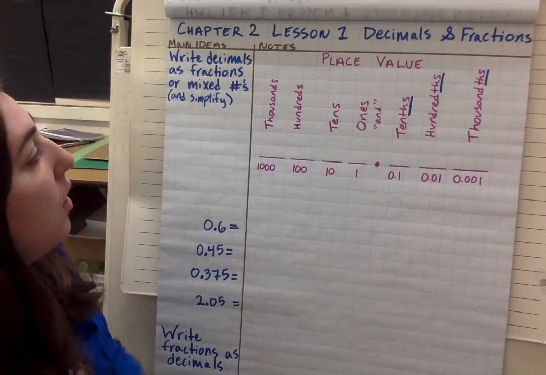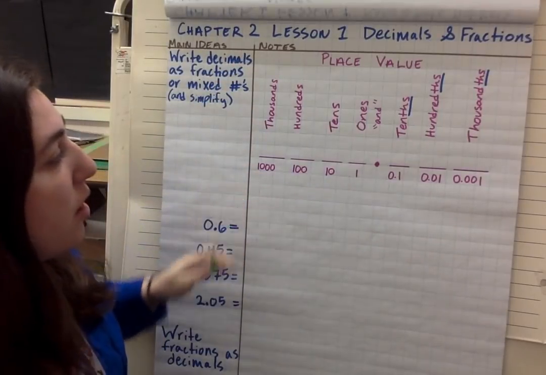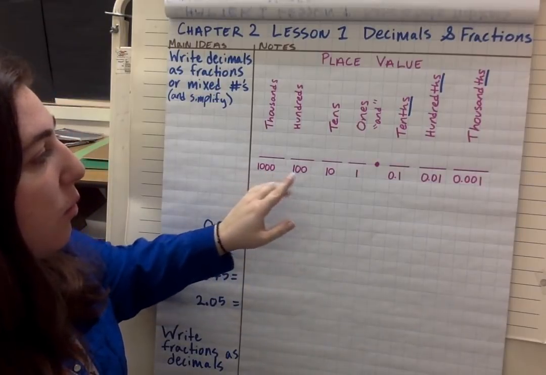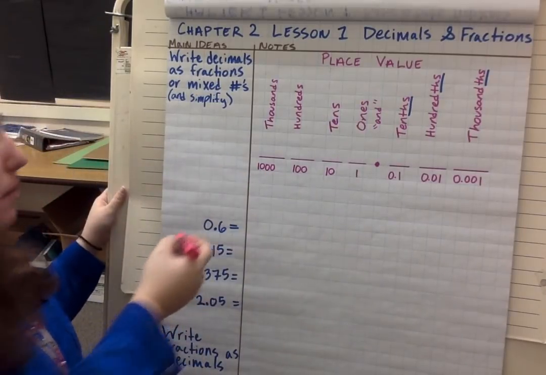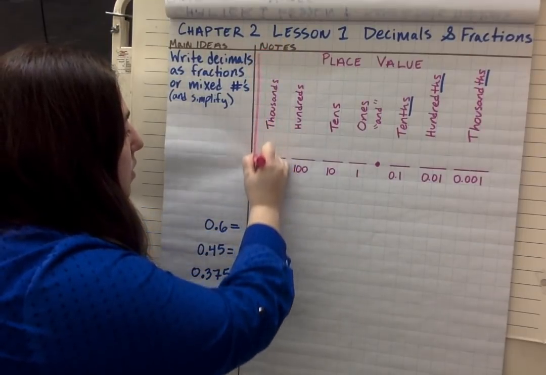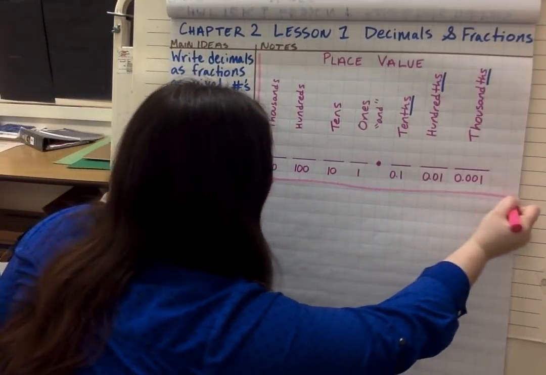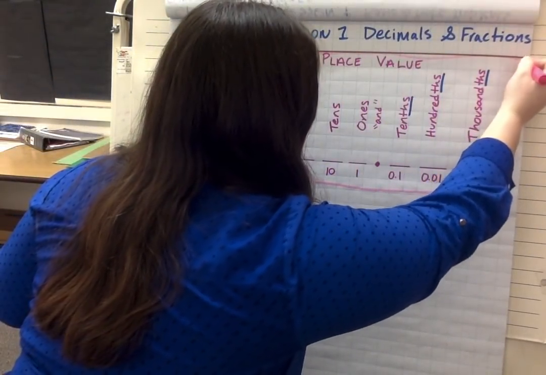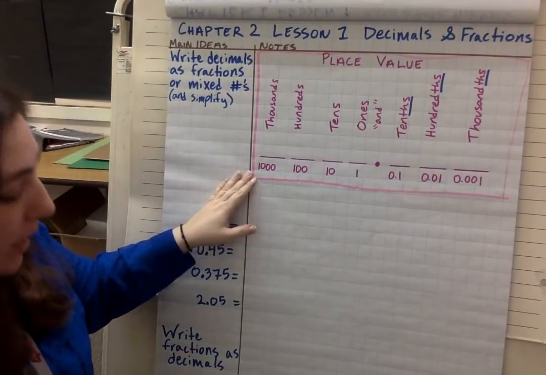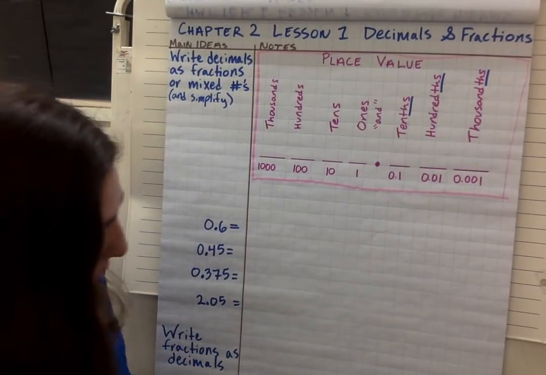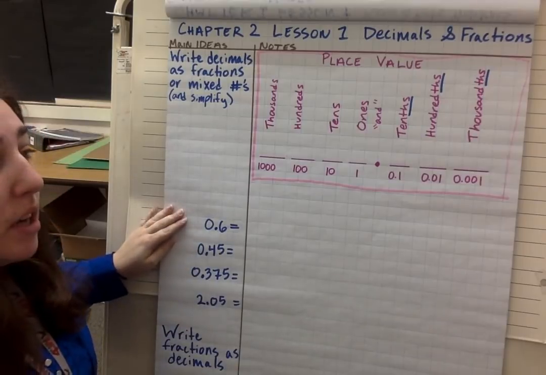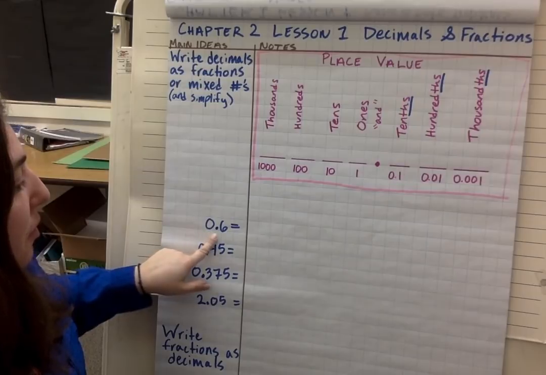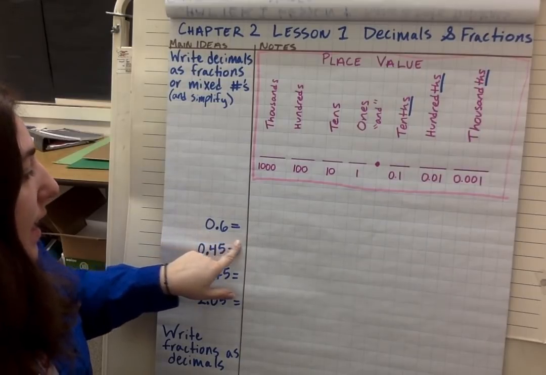So I'm going to highlight this place value chart real quick because we really want to make sure that we are always using this and we have this in our papers. It's going to help us. Okay, so I highlighted it. That way we know it's very important. So let's start off by first writing the decimal 0.6 as a fraction.